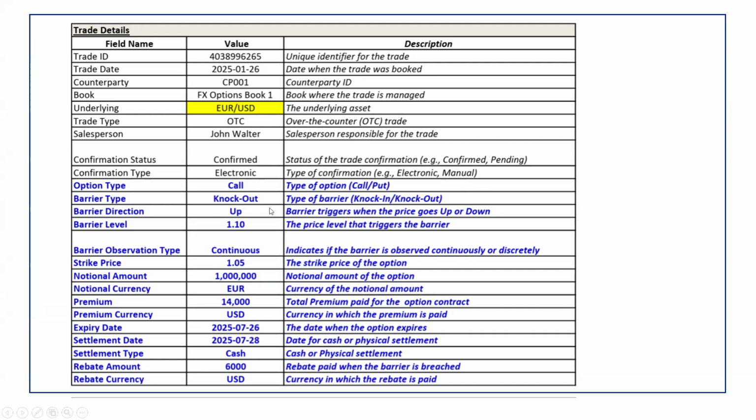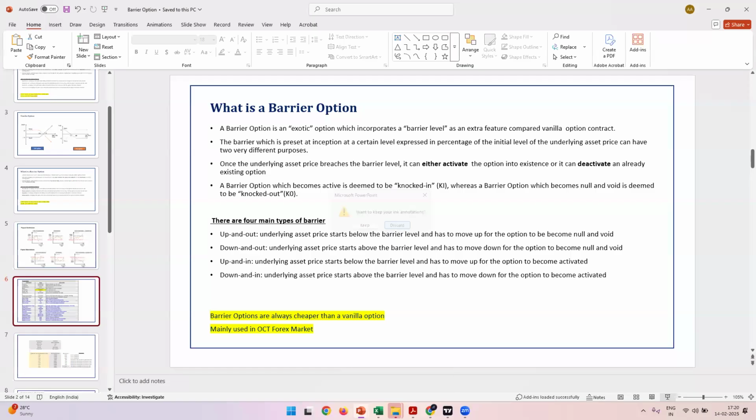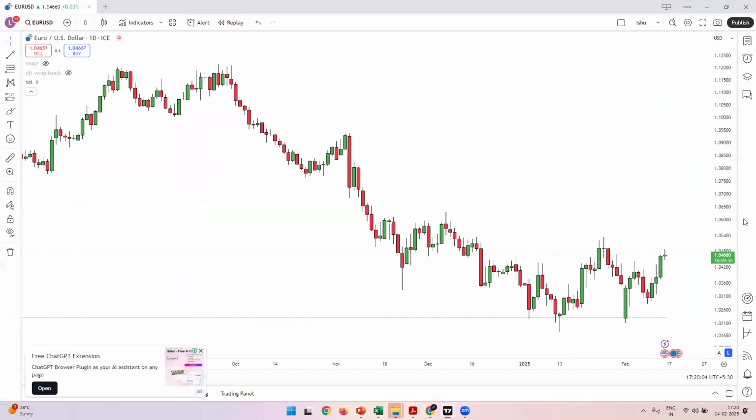That means if the price of Euro USD, the underlying asset is Euro USD, let us look into the chart here. Currently you can see Euro USD is trading at 1.04. So the hedge fund is expecting it to go up, and they're not expecting it to breach this 1.10.